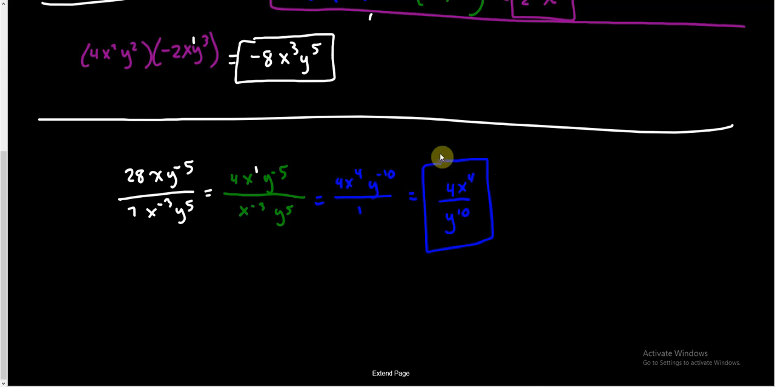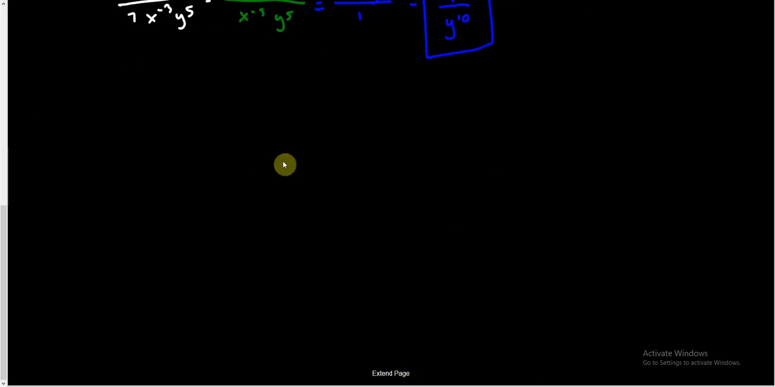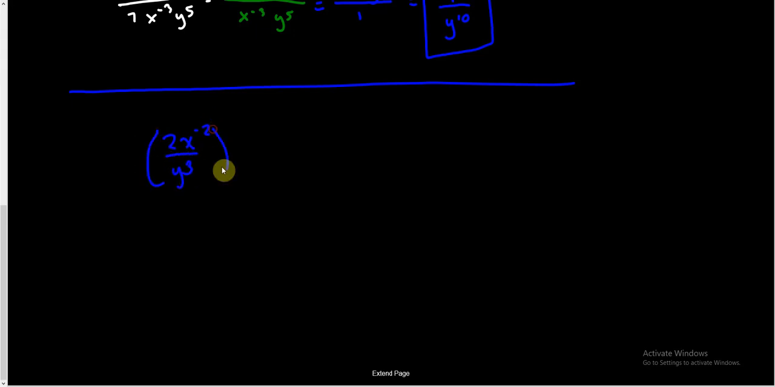Nice. Let's see, I'm trying to think. I might want to do one more example just to make sure we feel pretty good. One last example. I know I said that was the last one, but one last one. Let's go with something like this. 2x to the negative 2 divided by y to the third, all raised to the negative 2 power.